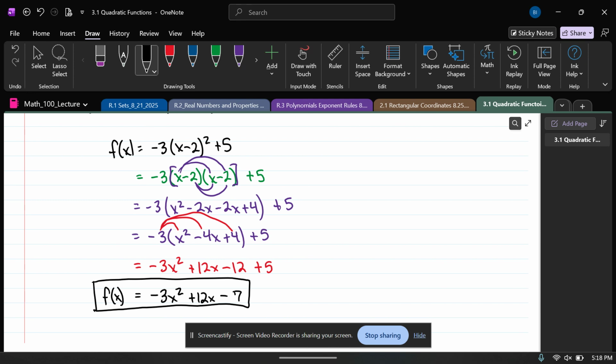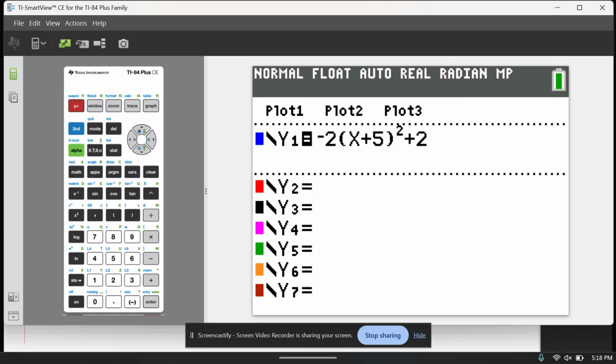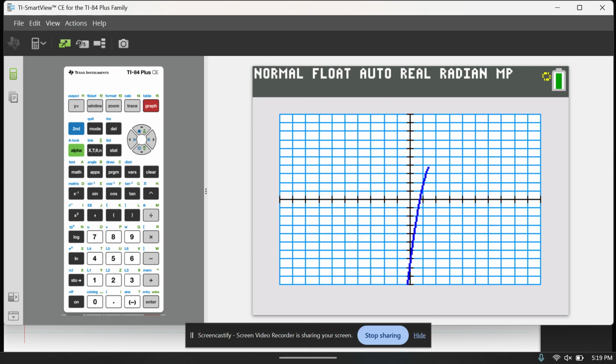Okay? Now, I told you we could use the calculator to verify that those two equations are the same. And you can. The first thing I'm going to do is graph the vertex form that they gave me. So I've got negative 3 parentheses x minus 2 squared plus 5. So there's that graph. Okay.